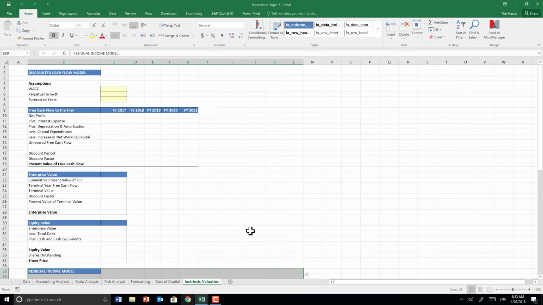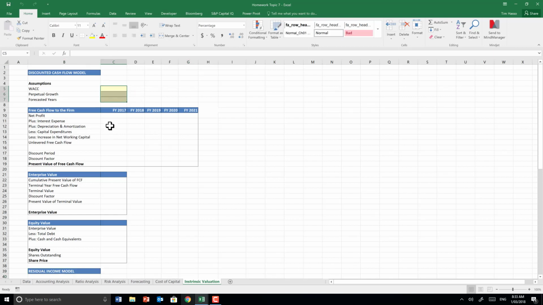The way that these models work is they effectively look at some form of a future return and then discount it back to the present period. In the discounted cash flow models, we obviously focus on cash flows, whereas in the residual income model, we focus on residual income. To get started, we have a set number of assumptions, and we're going to use these assumptions to discount our free cash flows that we forecasted back to the present period.